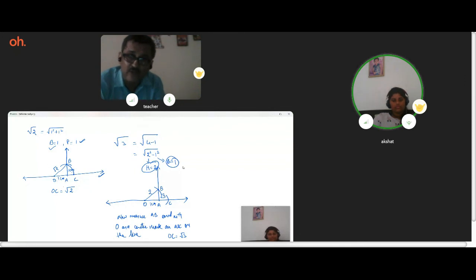So first of all, we have to mark OA is equal to 1 centimeter. Then draw the perpendicular from A. Then measure 2 centimeter in the compass with O as a center. Mark an arc like this. Then you will get the point B. Join O with B. Okay.